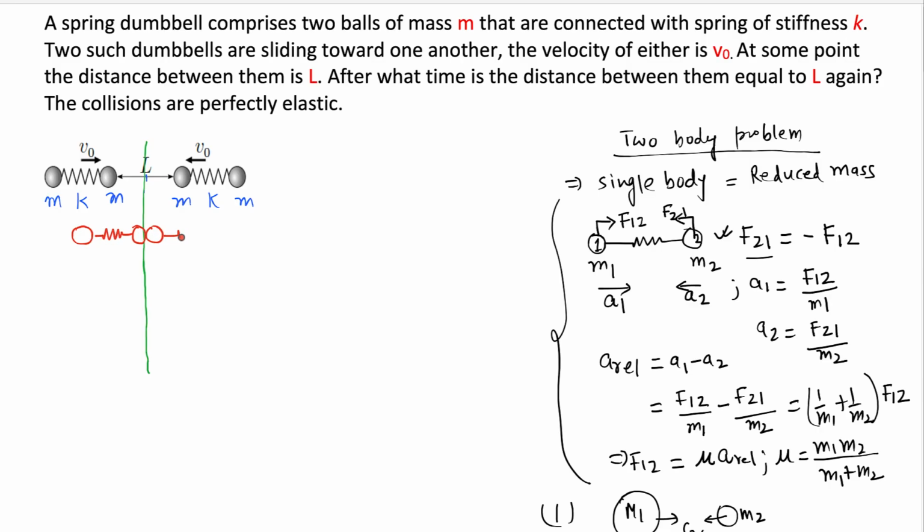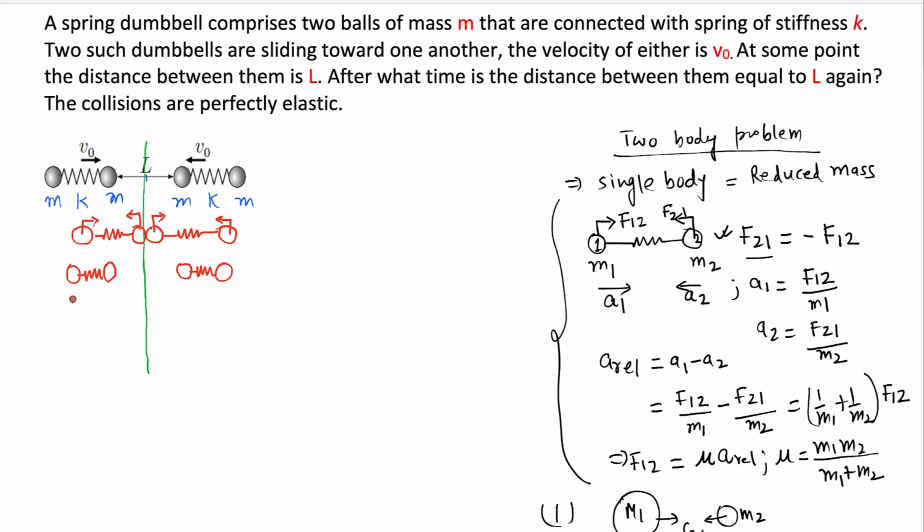Okay, they will collide with each other. And after collision, this will move in this direction, this will move in this direction, while this will continue to move in this direction. Okay, and then they will separate and somewhere they will compress each other fully. Okay, and after compressing completely, they will start coming back towards each other again.